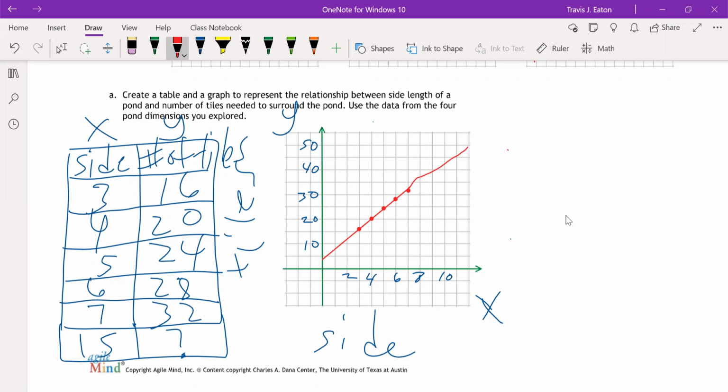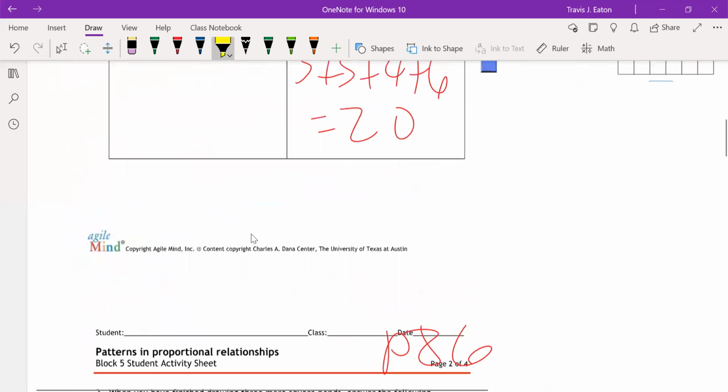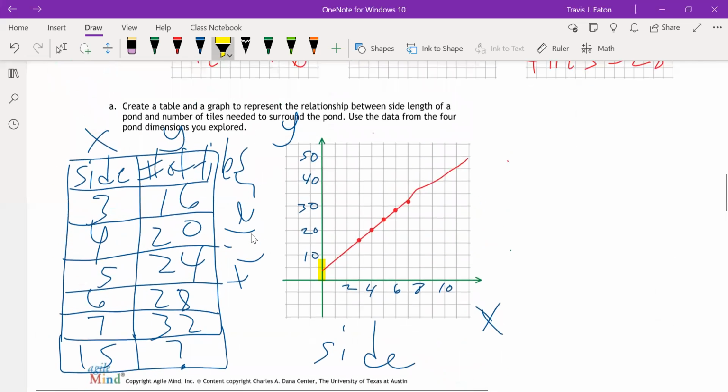But there's our graph. And you can see, interestingly enough, when you notice where it crosses the y-axis, it doesn't cross the y-axis at the origin, does it? So that's important to understand. Okay, so let's continue on. We've graphed it.